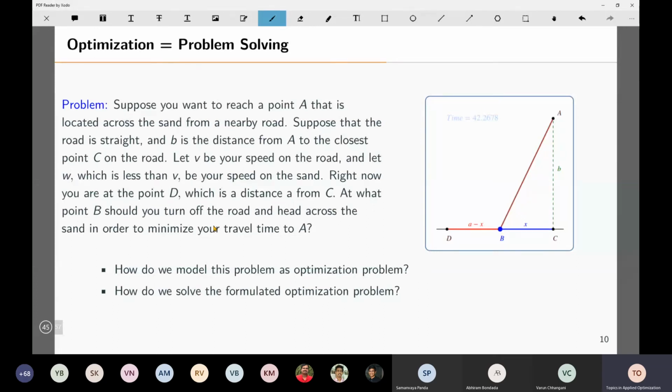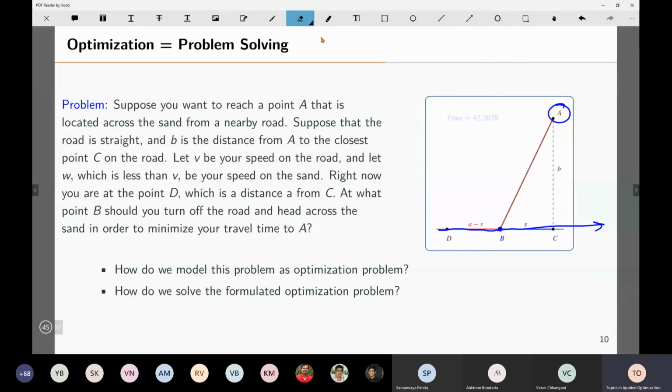Suppose you want to reach a point A. In the figure, you can also look to see what is going on. Suppose you want to reach point A that is located across the sand from a nearby road. So the road is this part. This whole thing is the road.